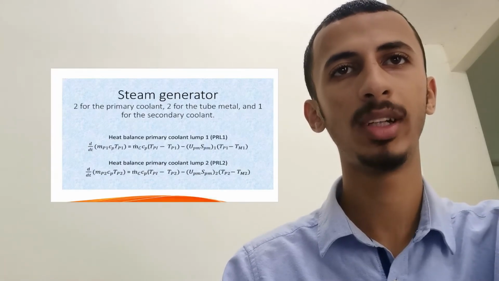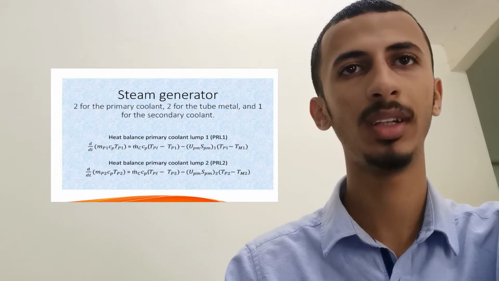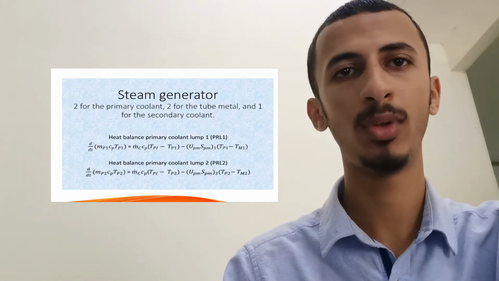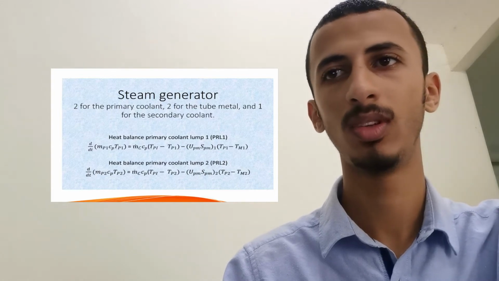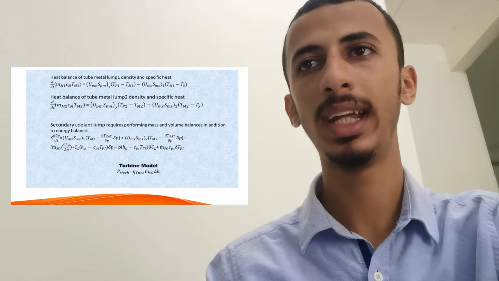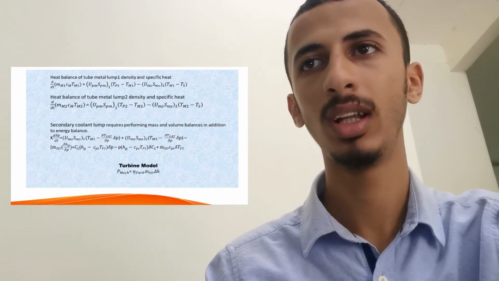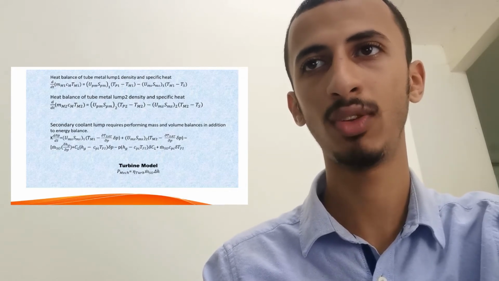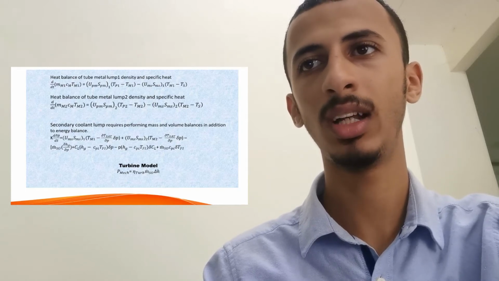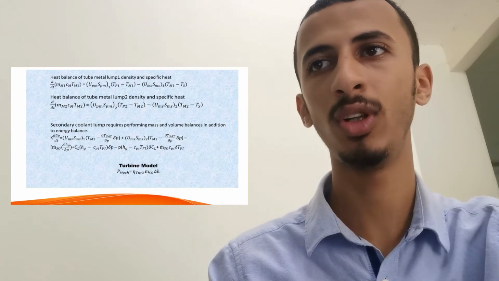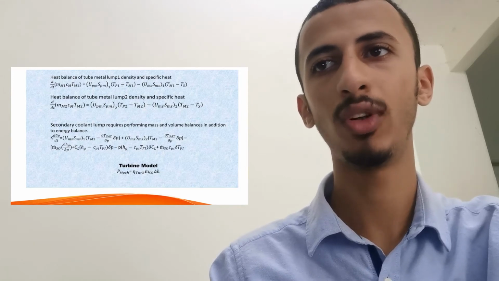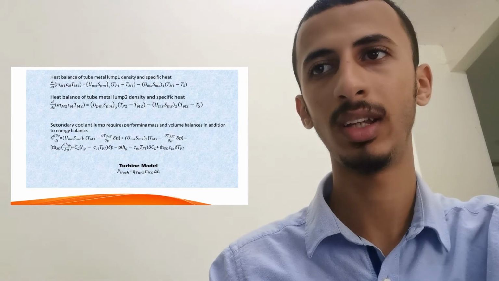A heat balance for primary coolant lump 1 yields the formula as follows, and for primary coolant lump 2 the formula is as follows also, mostly the same. The heat balance of the tube metal lump 1: density and specific heat for lump 1 and lump 2 are the same, and the formula is as follows. The secondary coolant lump requires performing mass and volume balance in addition to energy balance, and the formula is as follows. And for the turbine model, the last formula we can obtain is this one, the last one.